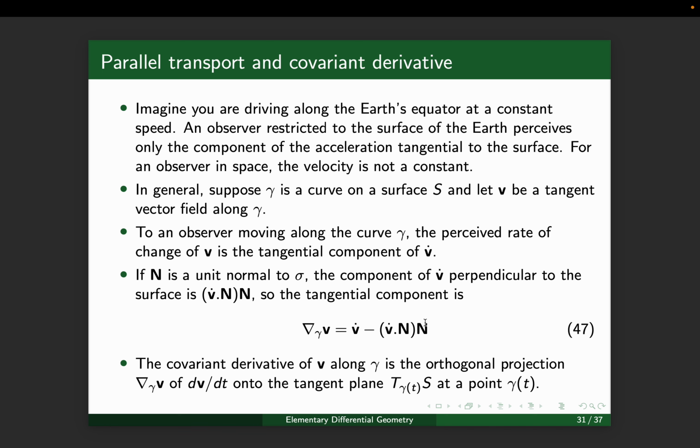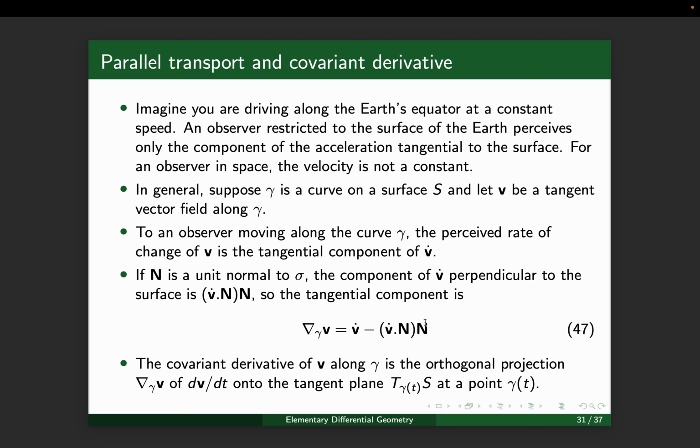In this video, we talk about parallel transport and covariant derivative. Imagine you are driving along the Earth's equator at a constant speed. An observer restricted to the surface of the Earth perceives only the component of the acceleration tangential to the surface. For an observer in space, the velocity is not a constant.